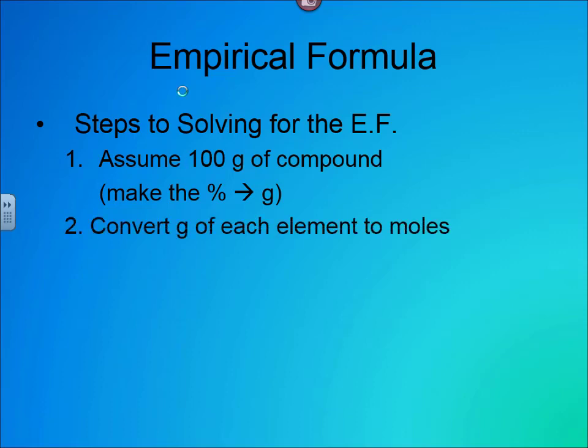Step 2 is to take those gram numbers for each element in the compound and convert them to moles. This is something we already know how to do. You just need to look up the molar mass from the periodic table.